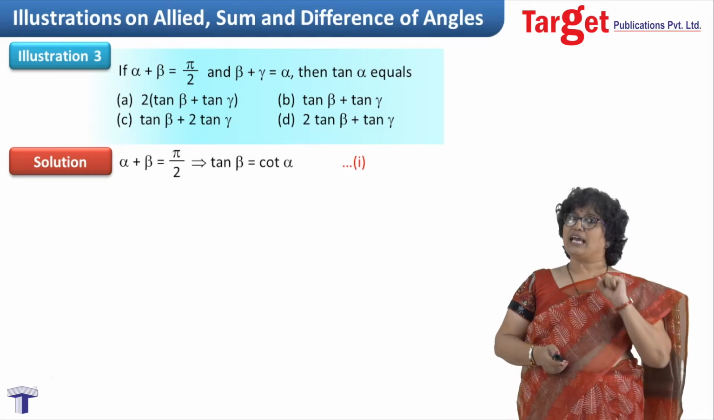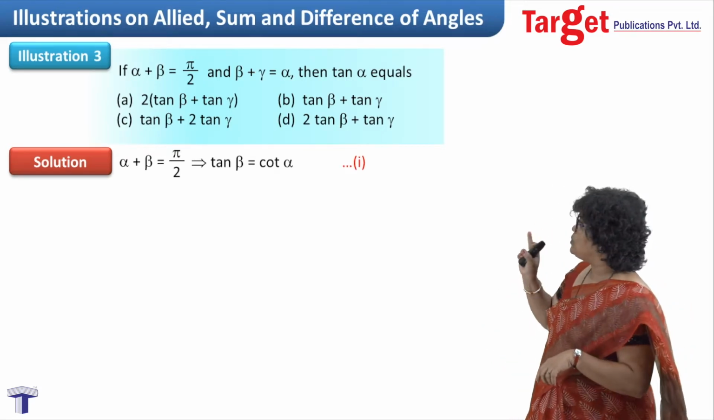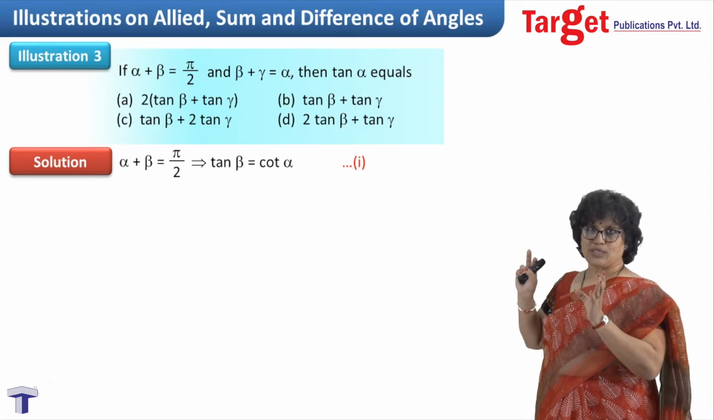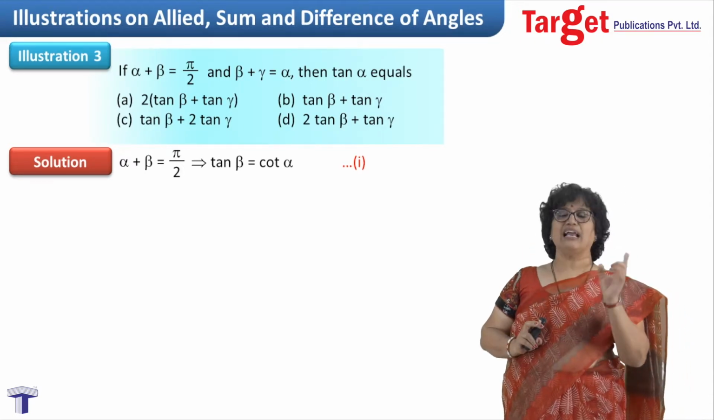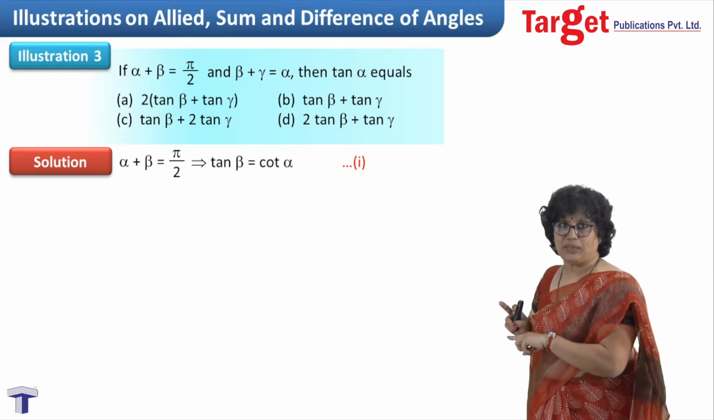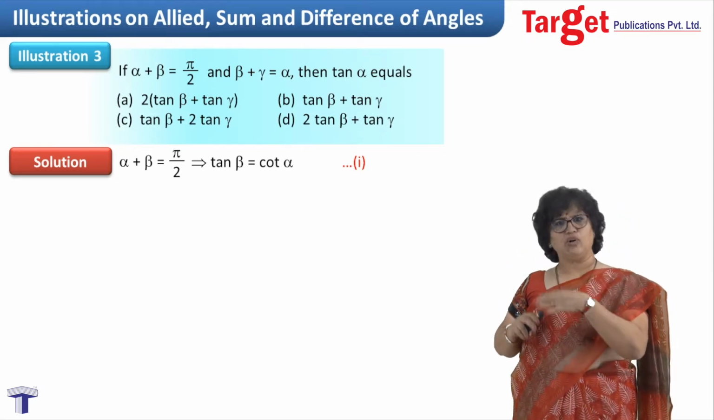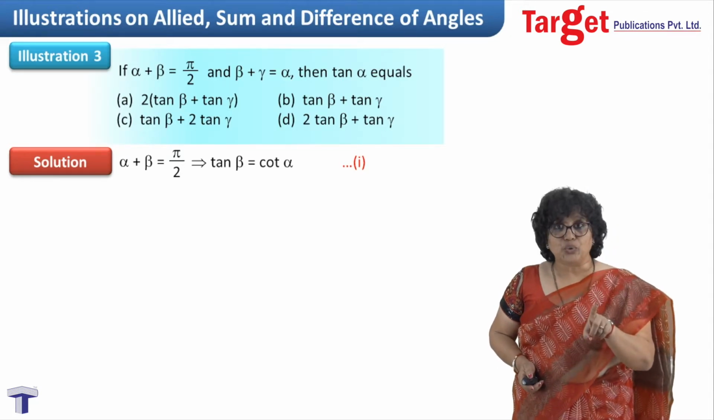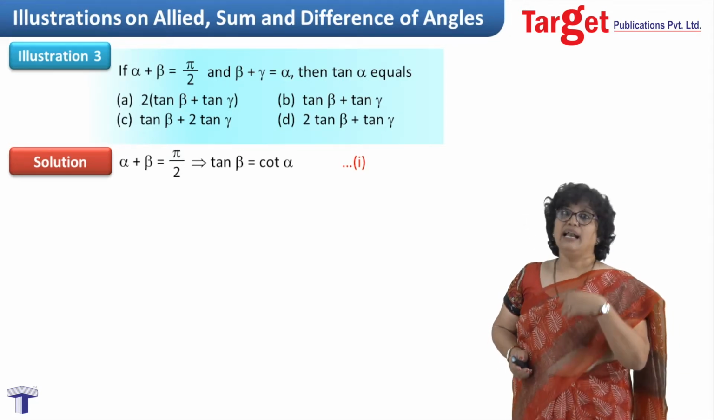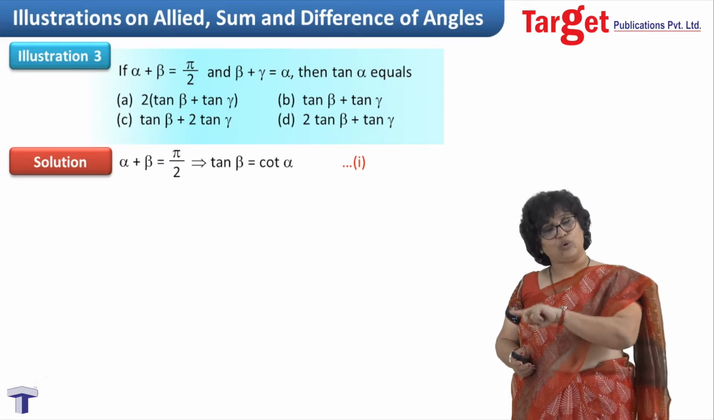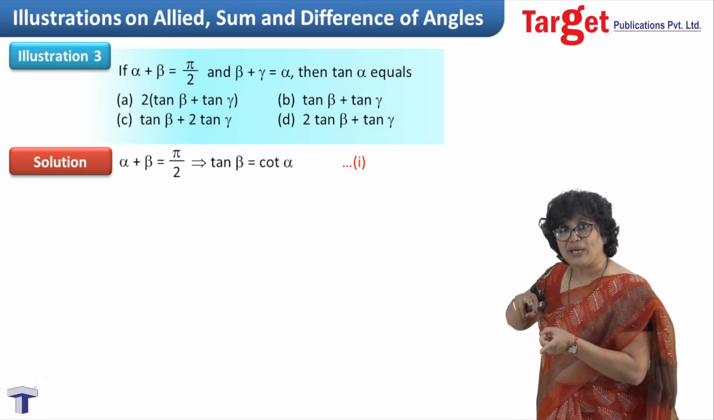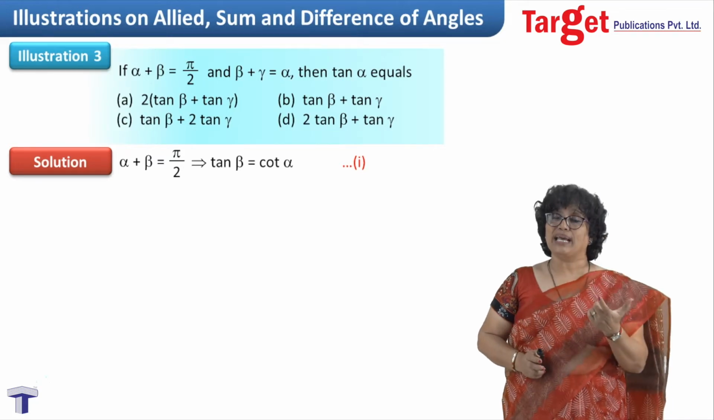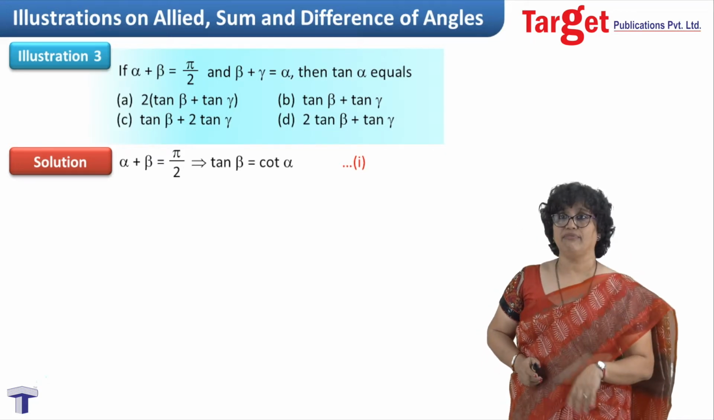Now, α plus β equal to π by 2. What does that lead to? That tells me tan β equal to cot α. You can take tan on both sides, or you can write α equal to π by 2 minus β, or β equal to π by 2 minus α, the way you wish. If you write tan(π by 2 minus α) equal to tan β, then tan(π by 2 minus α) is replaced by cot α. I hope you have understood how I write tan β equal to cot α.